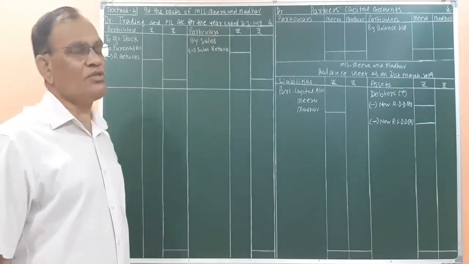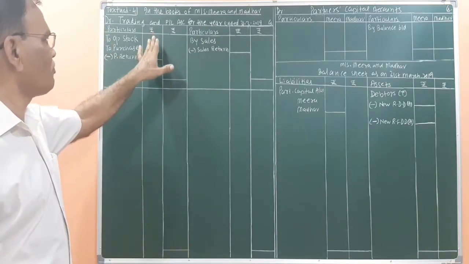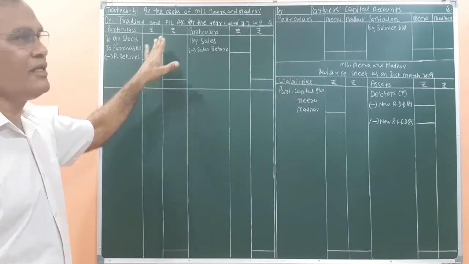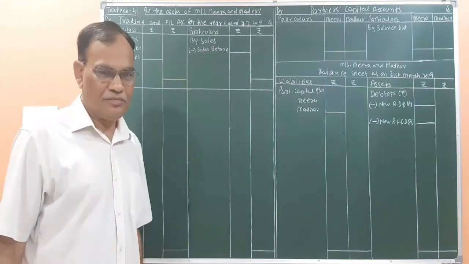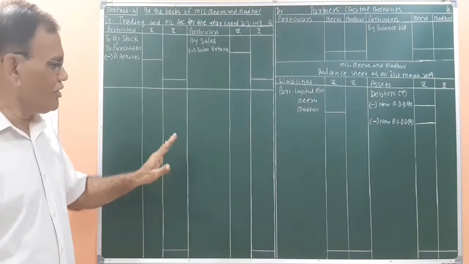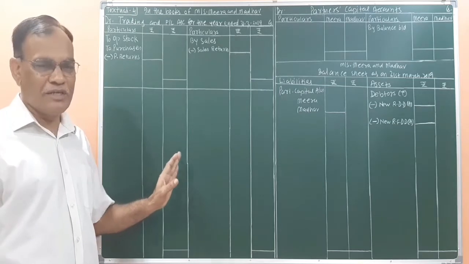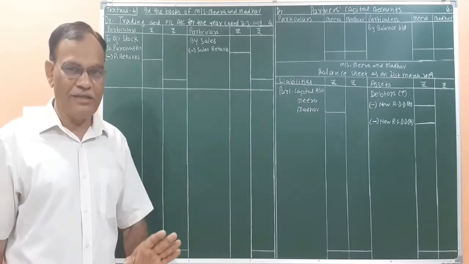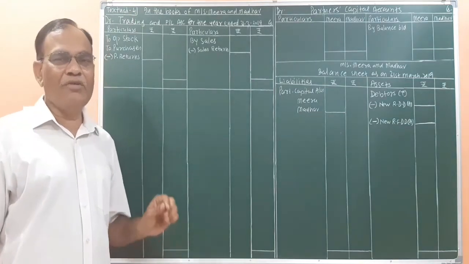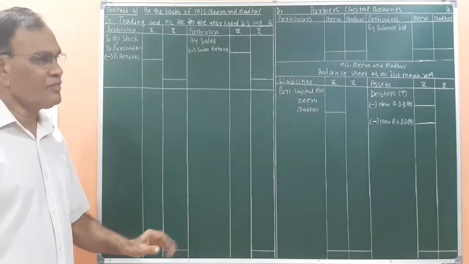ended 31st March 2019. Then in trading account, as usual, opening stock, purchase minus purchase return, sales minus sales return. Because of the spacing problem, I am not writing the formula of bad debts and formula for reserve for discount on debtors. Both these entries are there in the problem, but we are having only a single entry. So I will be writing as usual.